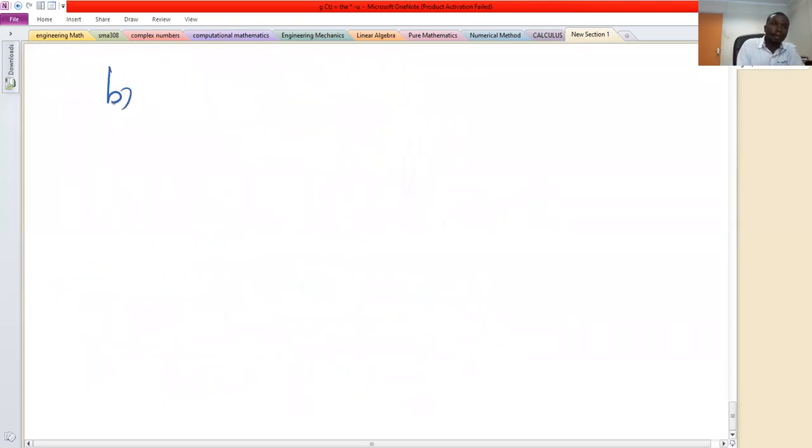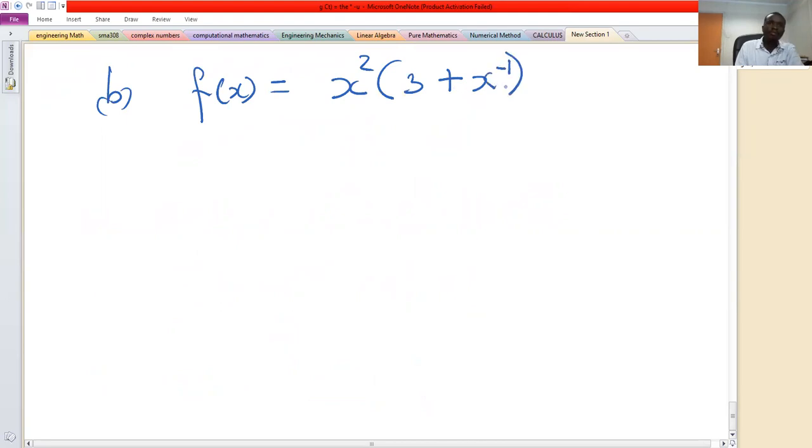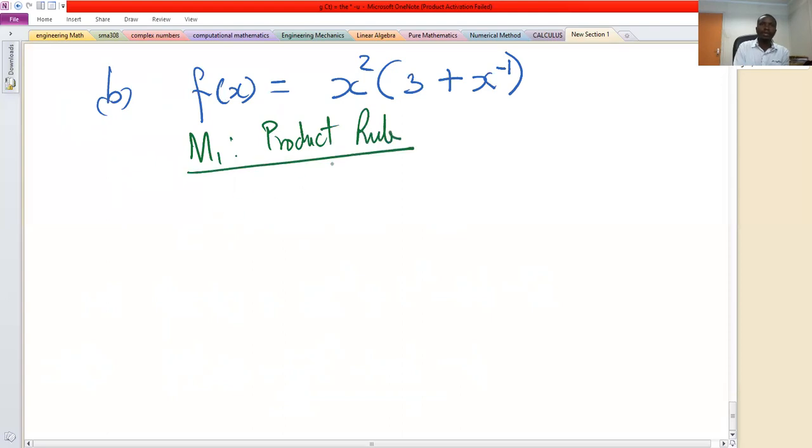b, the function is f of x is equal to x squared into 3 plus x raised to power negative 1. So method 1 will be by product rule. So product rule, we let u to be x squared and v to be 3 plus x raised to power minus 1.